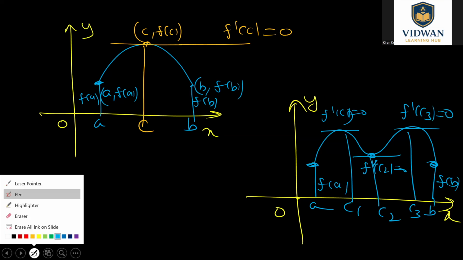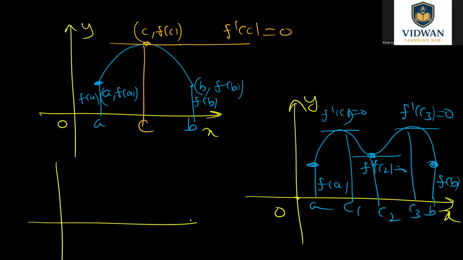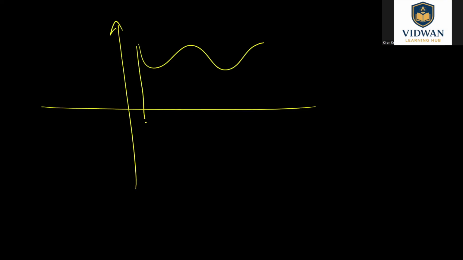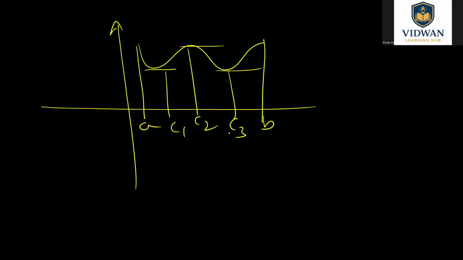And you can also have a possible graph like this. Here also f of A and f of B are equal, it is continuous and differentiable. And there is a point where f dash of C is 0. And you can again have multiple points like this in this type of graph also. So f of A and f of B are still equal and the derivative is 0 at multiple points at C1, C2 and C3. So all this proves the Rolle's theorem.